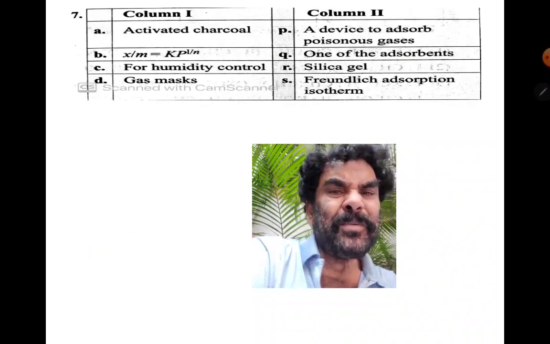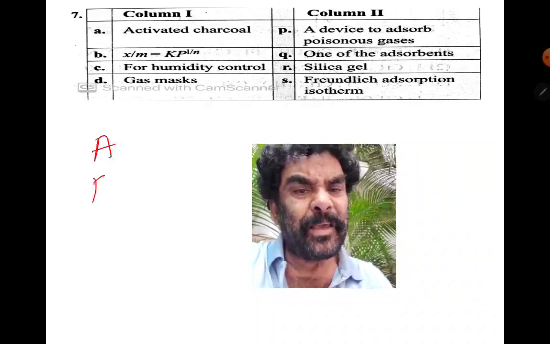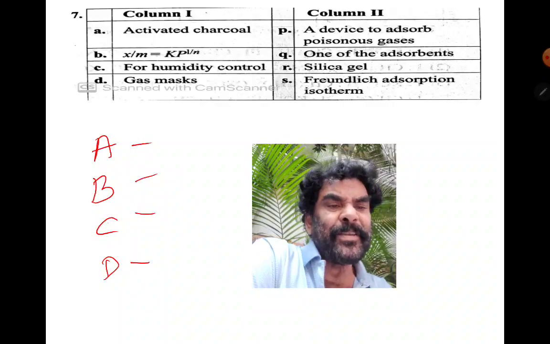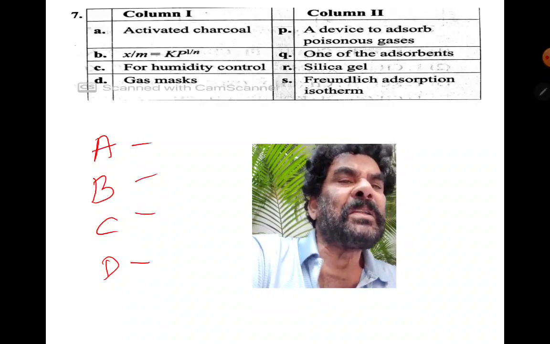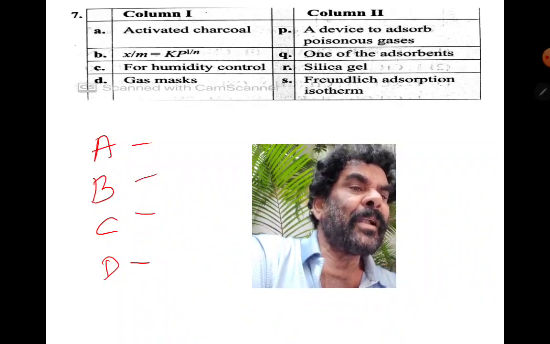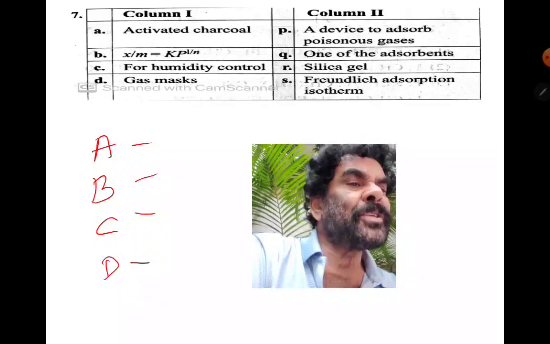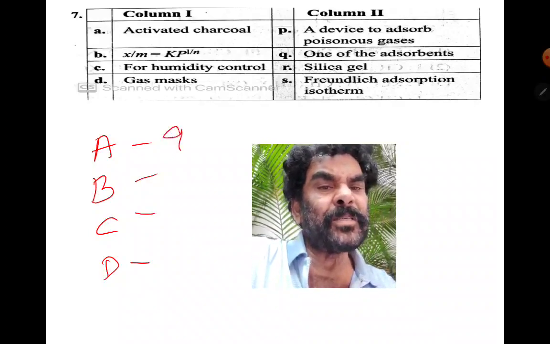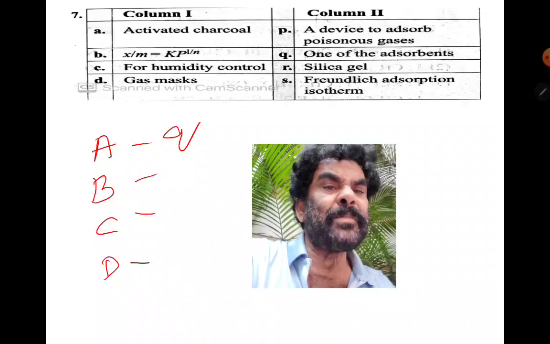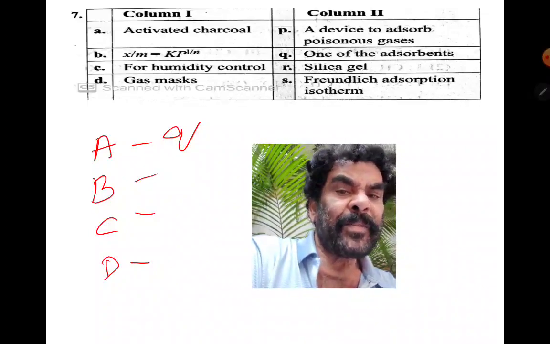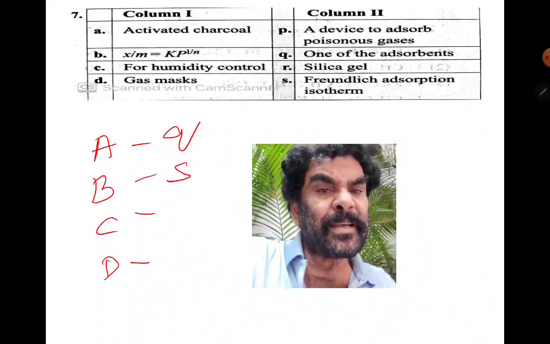Next, the 4 options are given, A, B, C, D. Simple. Very simple. Activated charcoal, carbon powder is the charcoal, and this is a device to absorb poisonous gases, one of the adsorbents. Yes, this is one of the adsorbents, that is Q. This is the right term. B, x by m is equal to k p to the power 1 by n, it is the Freundlich adsorption isotherm. For B, this S is correct.